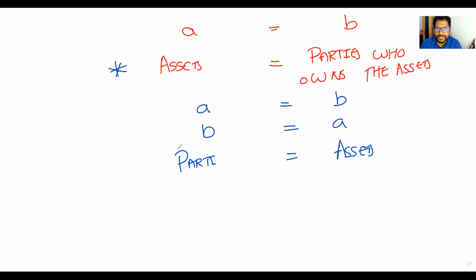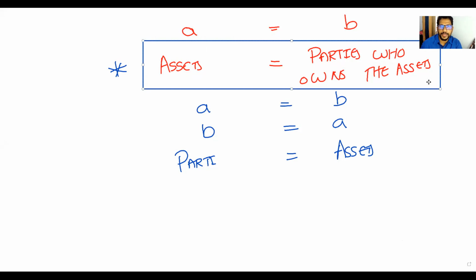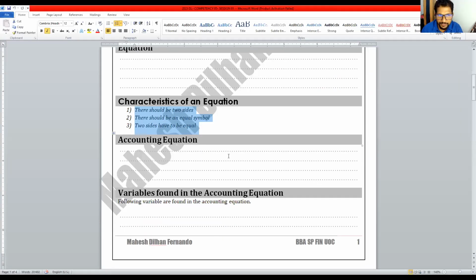How do you understand the basic accounting equation? Here we have it: assets equals the parties who own those assets. Right. Let's get back to the tutorial. So I think you all have written one definition of the accounting equation and highlighted it. Right. Now, look at the next one.